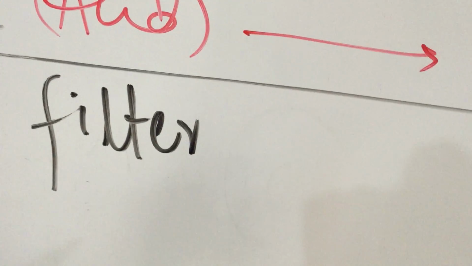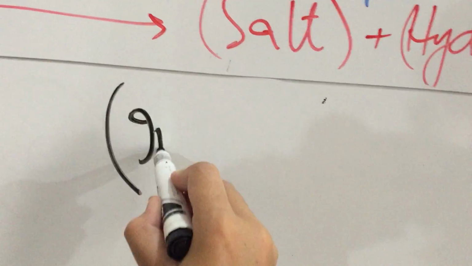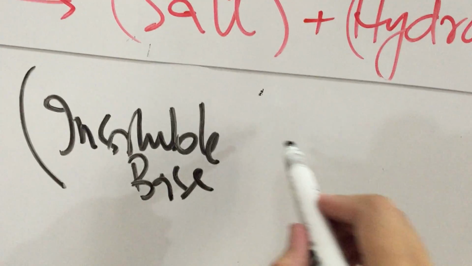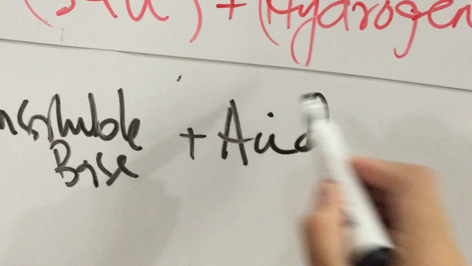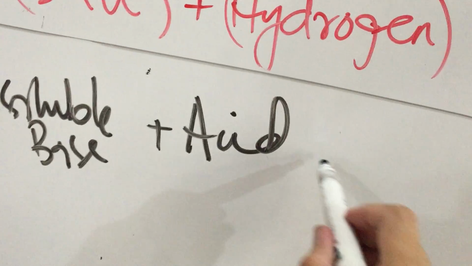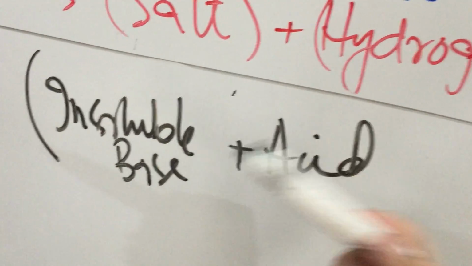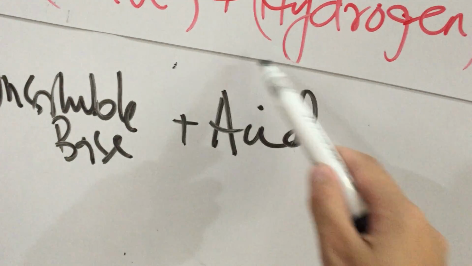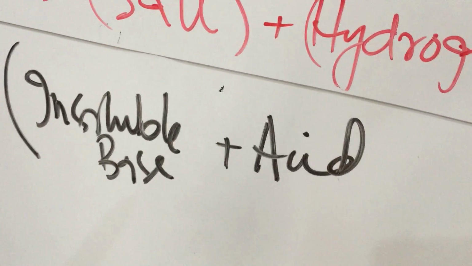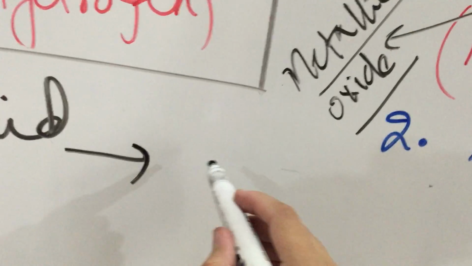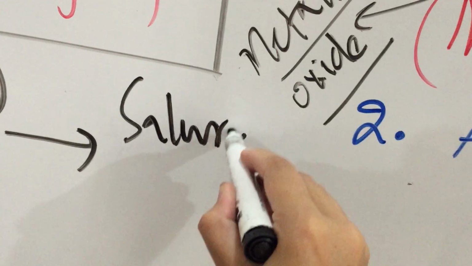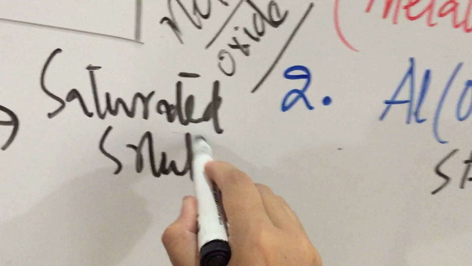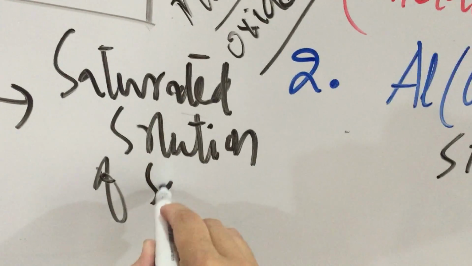What does it mean? Because as you were dissolving insoluble base in a powder form with a fixed amount of acid, what was going on? There was a reaction: acid was dissolving the insoluble base, and further addition of base will make the acid unable to dissolve further. It means you have got your saturated solution. Saturated solution means saturated solution of your salt.